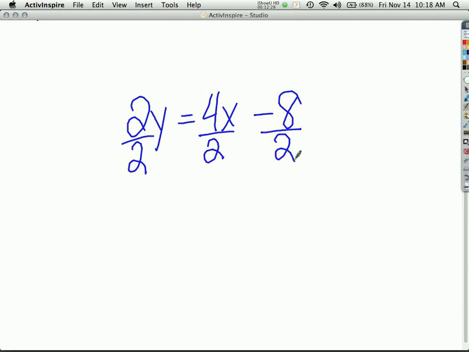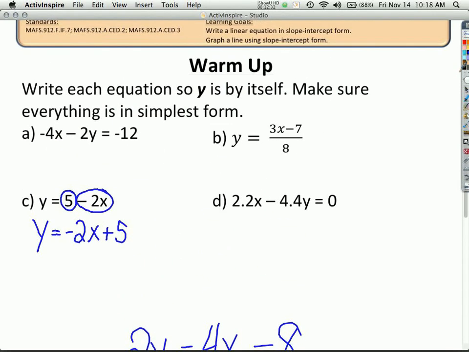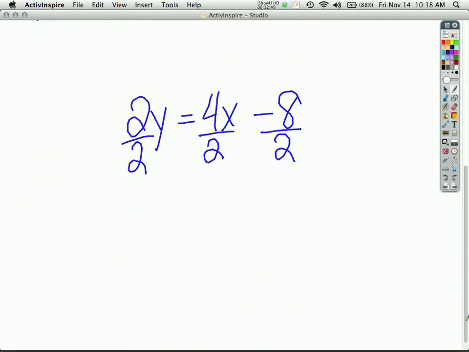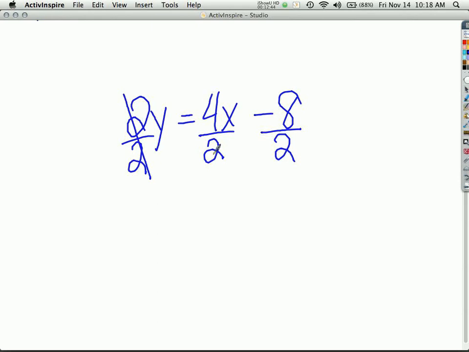There is a very specific reason. Because of this right here. Simplest form. Simplify everything. Simplify everything. 2 divided by 2 is 1. 4 divided by 2 is 2. Negative 8 divided by 2 is negative 4. So this would become y equals 2x minus 4.